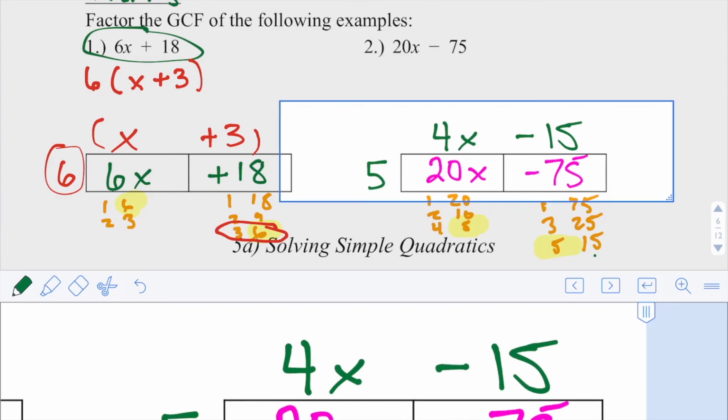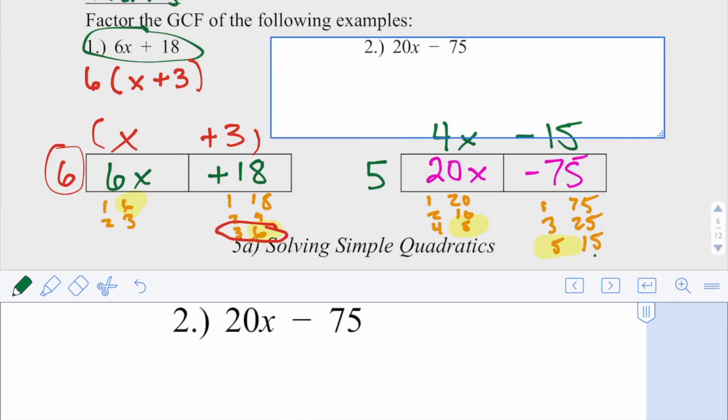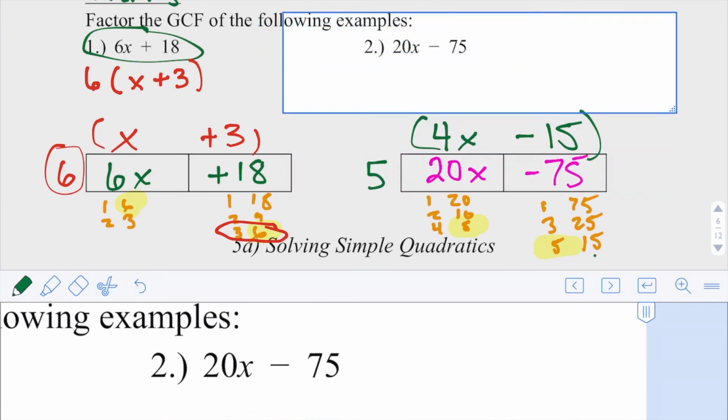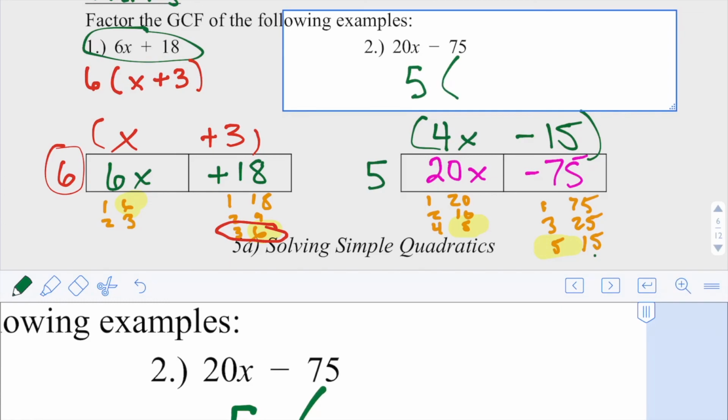And then again, now I can write this as my factored form. Here's my expression. I can just pull my factors off of the Punnett square now, and I can get 5 times the quantity 4x minus 15. And that is this expression in factored form.